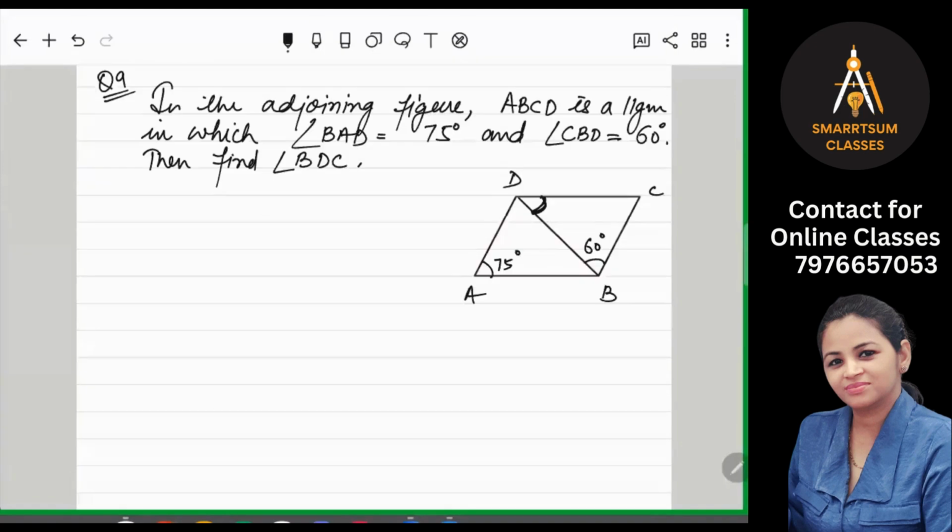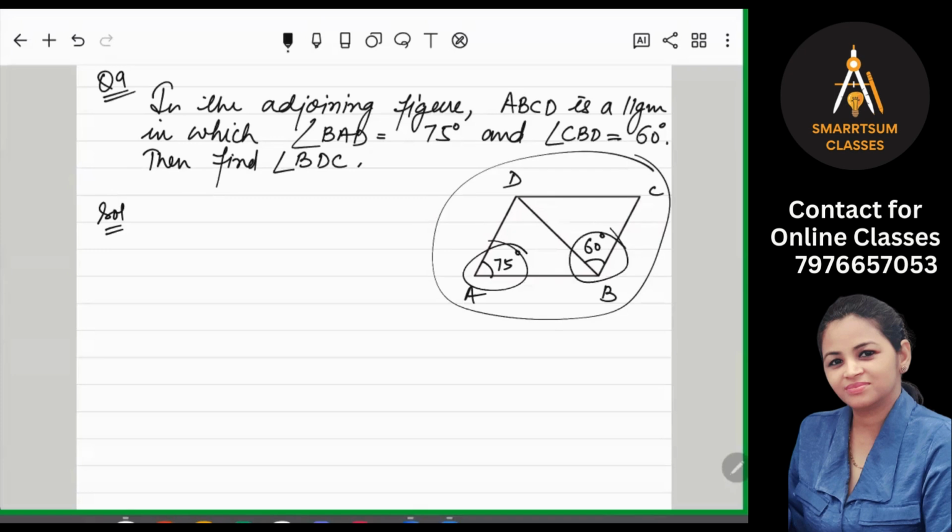Now look at question number 9. In the adjoining figure, ABCD is a parallelogram, right? So here, this is a parallelogram ABCD, in which angle BAD is 75 degrees, this is 75, and angle CBD is 60 degrees. Okay, these two angles are already given, and it is given that ABCD is a parallelogram. Now you have to find angle BDC. You have to find this angle. Okay, this one. Now, how to do this question?